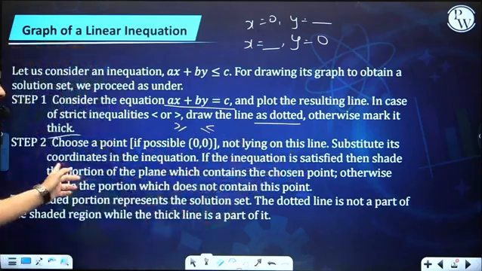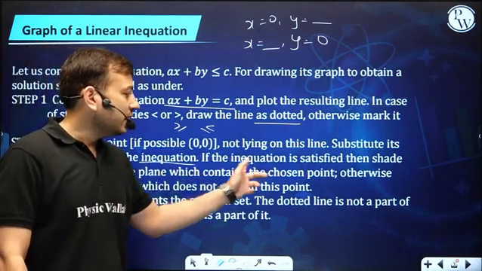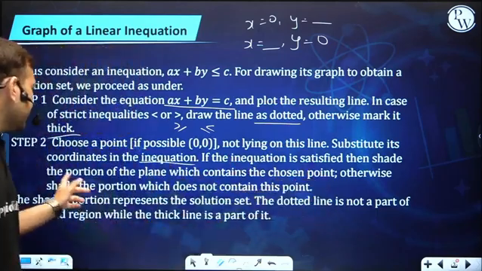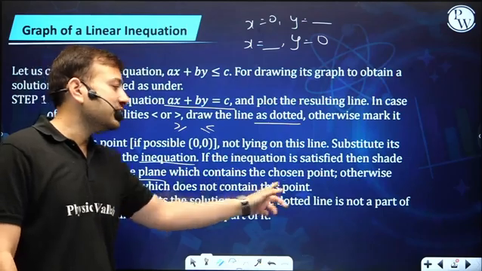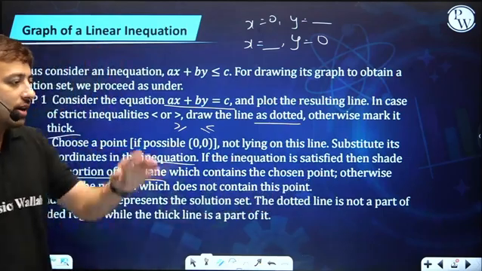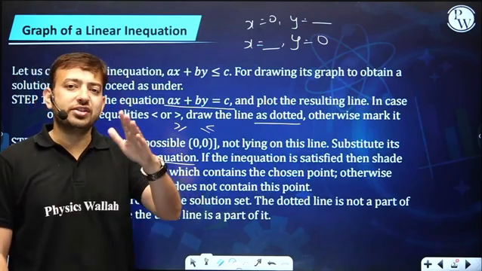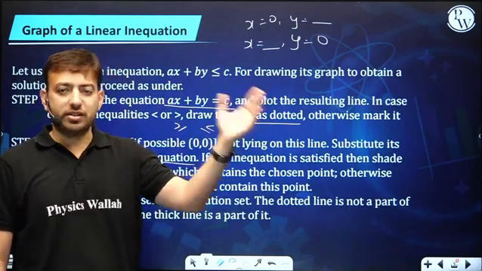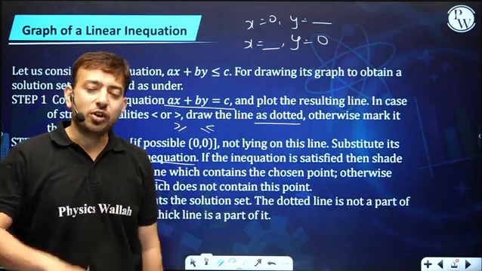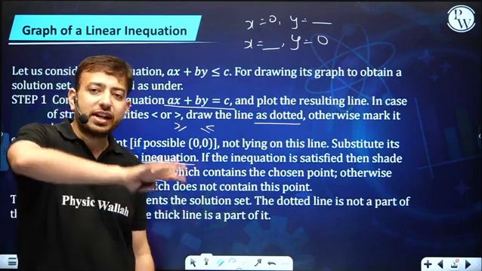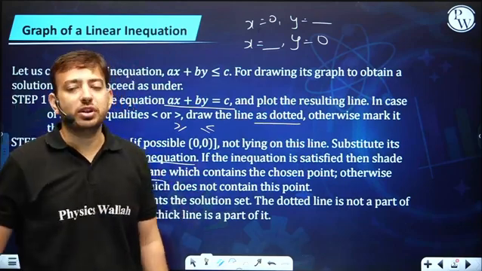Now substitute these coordinates in the inequation. If the inequation is satisfied, then shade that portion of the plane which contains the chosen point. A straight line, if you have learned straight lines, you already know that a straight line divides the coordinate plane into two parts. So if one of them satisfies the inequation, that entire plane will be your solution.